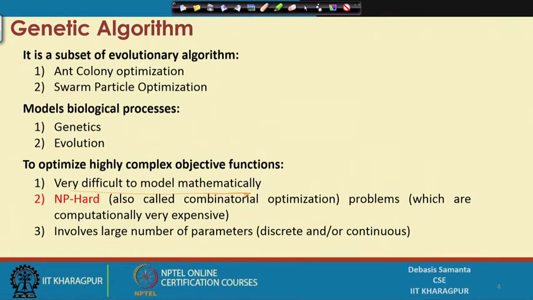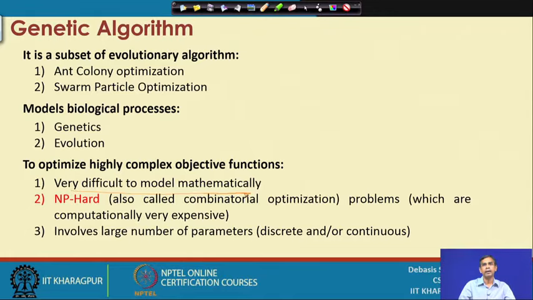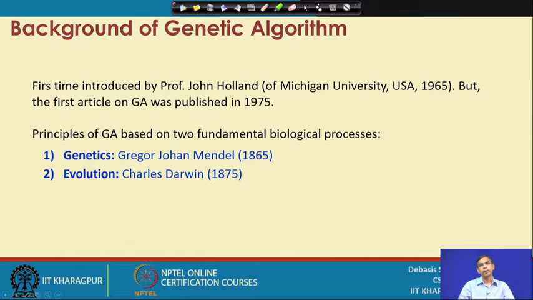And if a problem involves a large number of parameters, the parameters may be discrete or continuous or anything, then the traditional approach is very difficult to use, but the genetic algorithm can be used to solve this kind of problem efficiently and effectively. So, this is the idea, this is the history behind the genetic algorithm, and which we can follow.